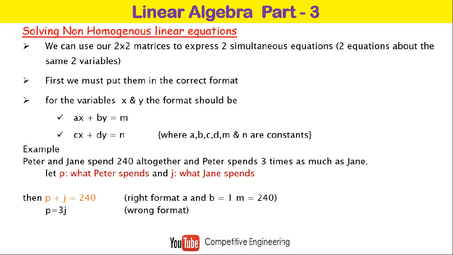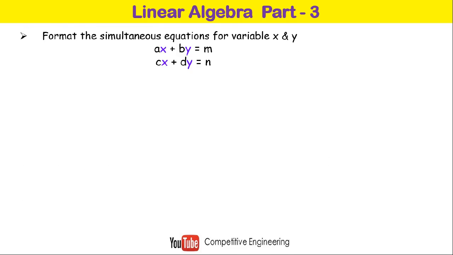The other condition given is that Peter spends 3 times as much as Jane, so P is equal to 3J. But it is not in the correct format because we want to get it in the cx plus dy equal to n format. So we can take the 3J to the left side, and we will get P minus 3J equal to 0. That is the right format: the coefficient of P is 1, the coefficient of J is minus 3, and the right side value is 0. So now we have the 2 linear equations. Next, if the form is ax plus by equal to m and cx plus dy equal to n, we have to convert it into the matrix form.